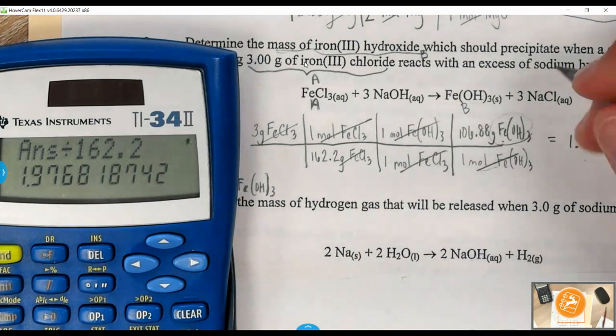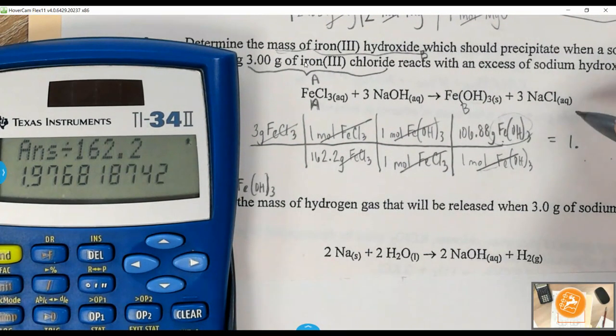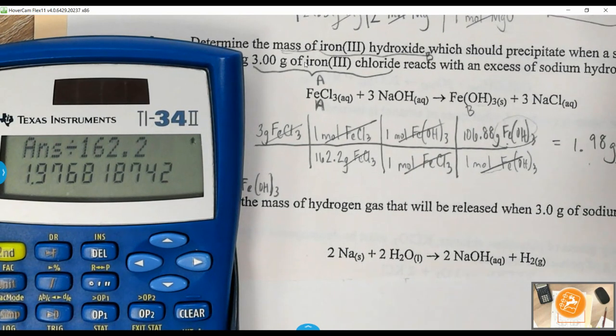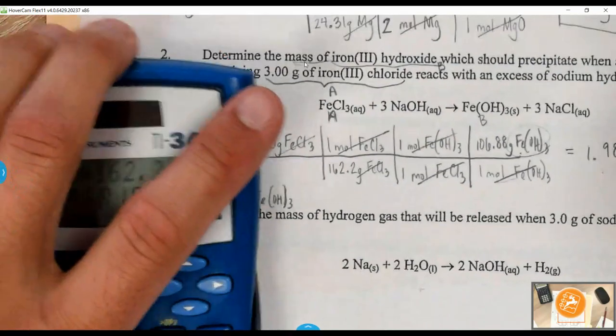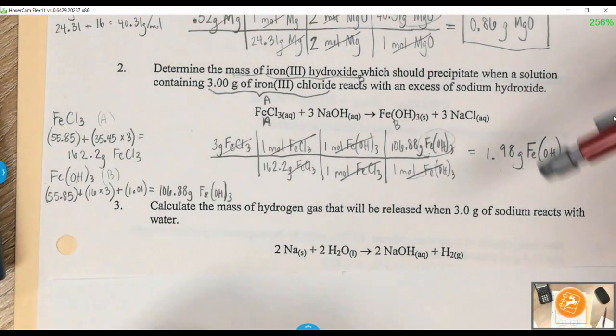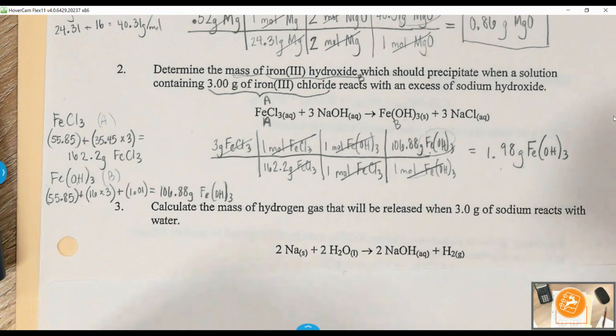If we wanted to round it to just 2 decimals, it would be 1.98 grams of iron 3 hydroxide. All right, so it does give us 3 sig figs here, so that would leave us with rounding this to 3 numbers anyway. 3 sig figs, it works.